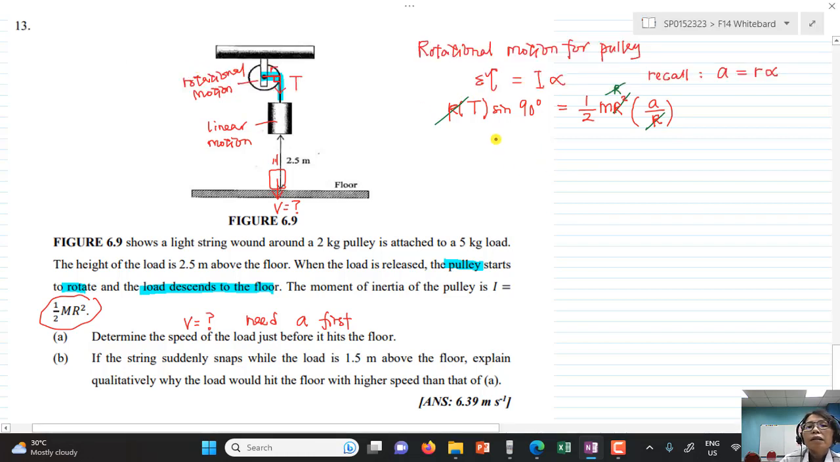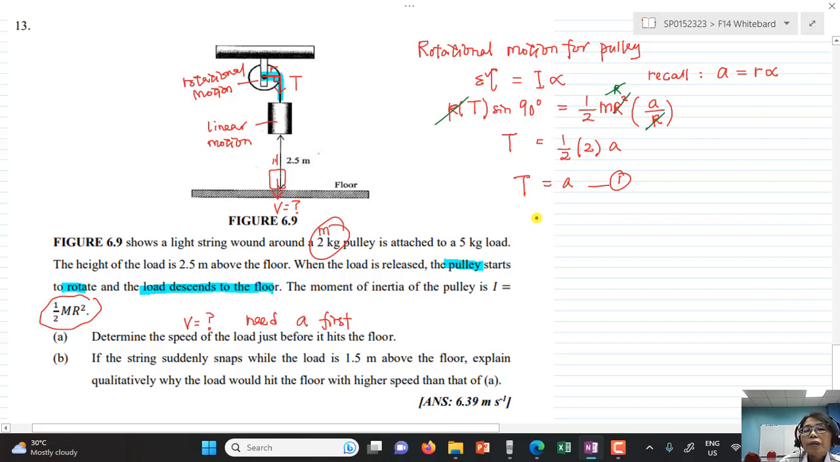So lastly we will get T equal to half. M is how much? Okay, our M is 2 kg. So I put it in, half times 2 times a. So lastly I get T equal to a. So this will be my first equation.